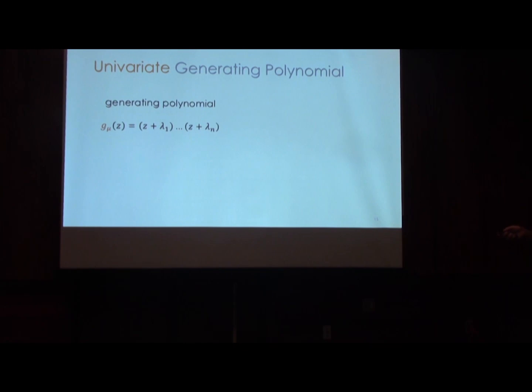So let's talk about univariate generating polynomials. Here my measure is just on the non-negative part of the integers. In general, any univariate polynomial that I get can be factorized in this way with lambda i's which are potentially complex. Now, what if I require these lambda i's to be real? What if I required my generating polynomial to have real roots?